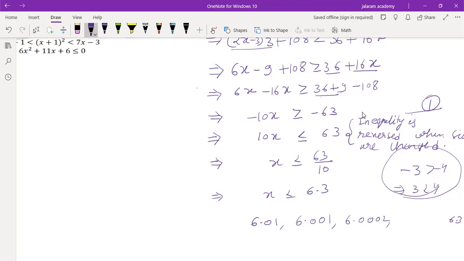Is that clear to you? No one can tell the number which lies just before 6.3. No one can tell the number which lies just after 6.3, such as 6.01. Even if you say there is a number less than this, there is again a number less than that. Okay?